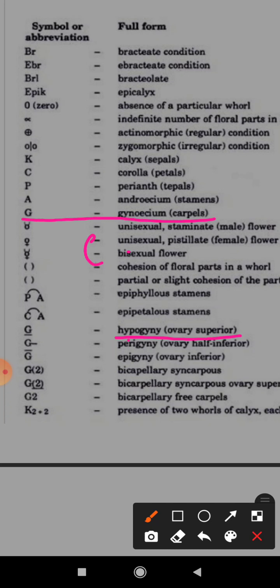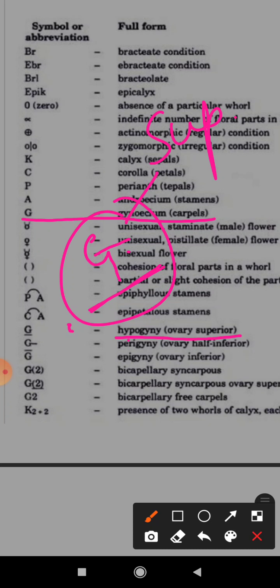Now, of course, the ovary is present inside the gynoecium, right? If the ovary is superior, that means all the other parts of the floral whorl arise from below the ovary. In that case, the ovary is superior, or the hypogynous condition of the flower. Then we represent the gynoecium with a line or a bar below the alphabet. This bar below the alphabet represents the superior ovary, right?